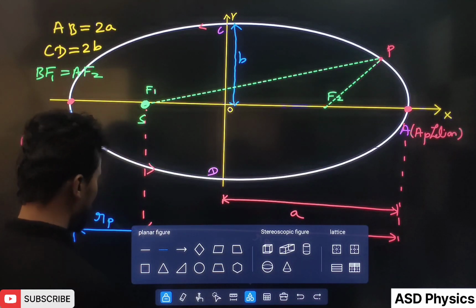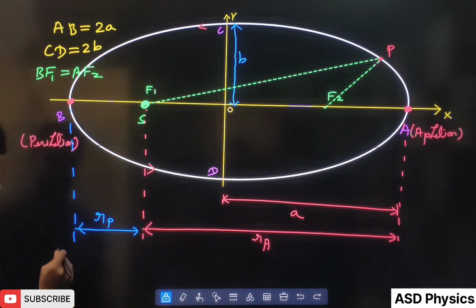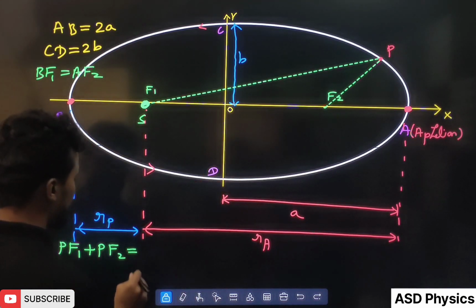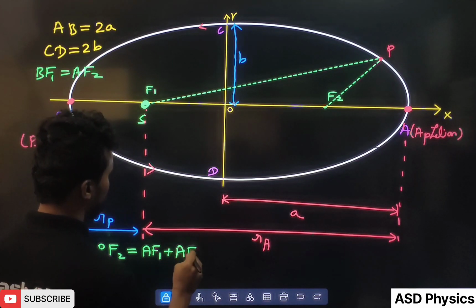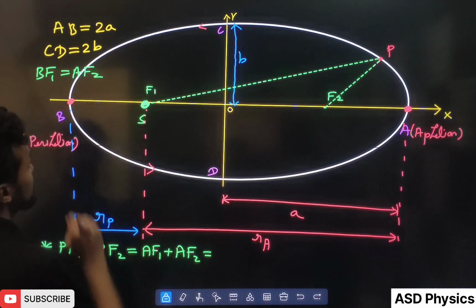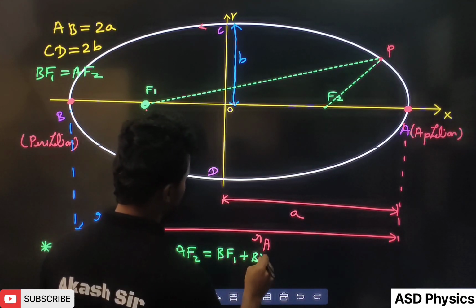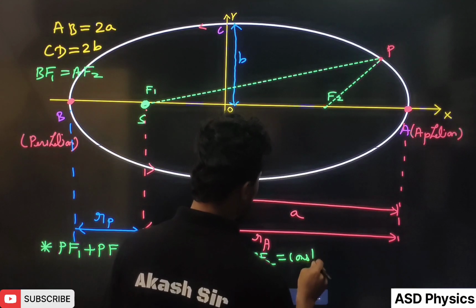So what will happen according to the basic definition of the ellipse? What can we tell here? Just let me write here please. Here we can tell PF1 plus PF2 will be constant, even when the planet is at point A also. So what will become here? AF1 plus AF2, even when the planet is at point B also. Then what can we write here? BF1 plus BF2. All these distances will be constant.